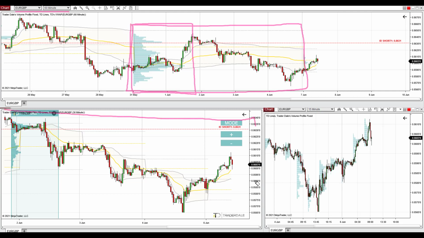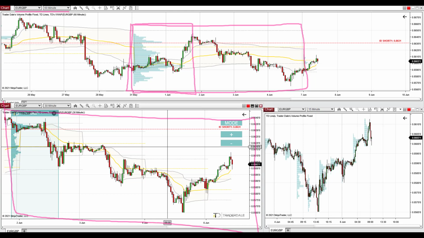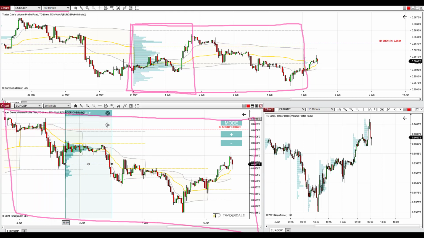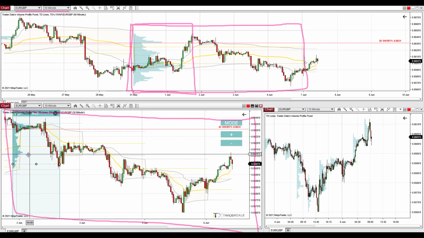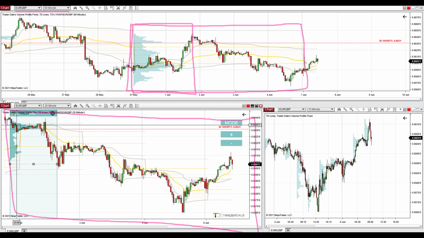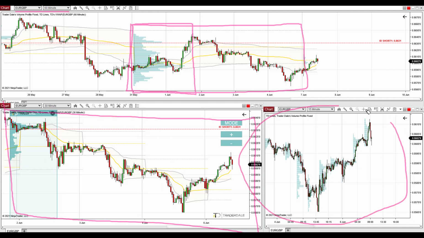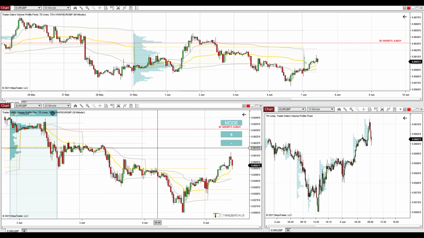Now, this chart in here is a 30-minute chart where I use my flexible volume profile. This is a profile which you can move around like this, looking into specific areas you are interested in, like for example this one. And the last chart, this one, is a 15-minute chart where I have fixed volume profiles which get automatically printed every 4 hours. Alright, so that's for the layout. Now let's go finally into the trading idea.